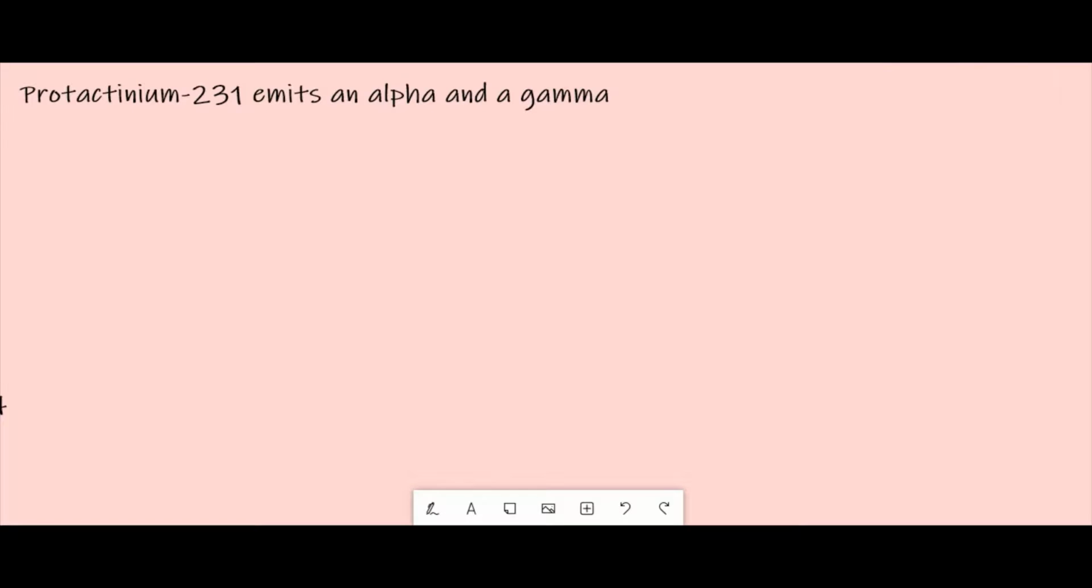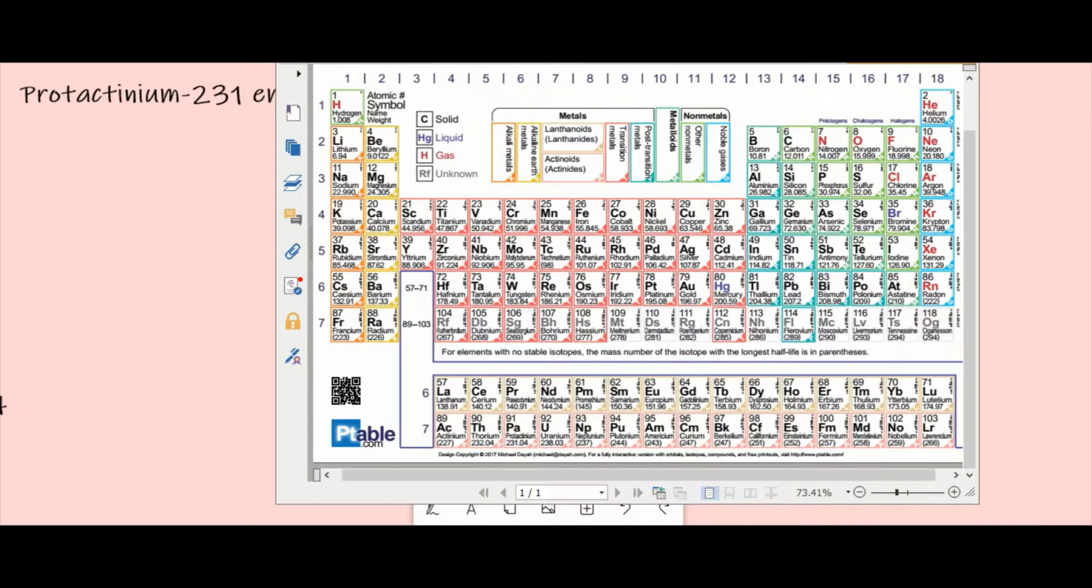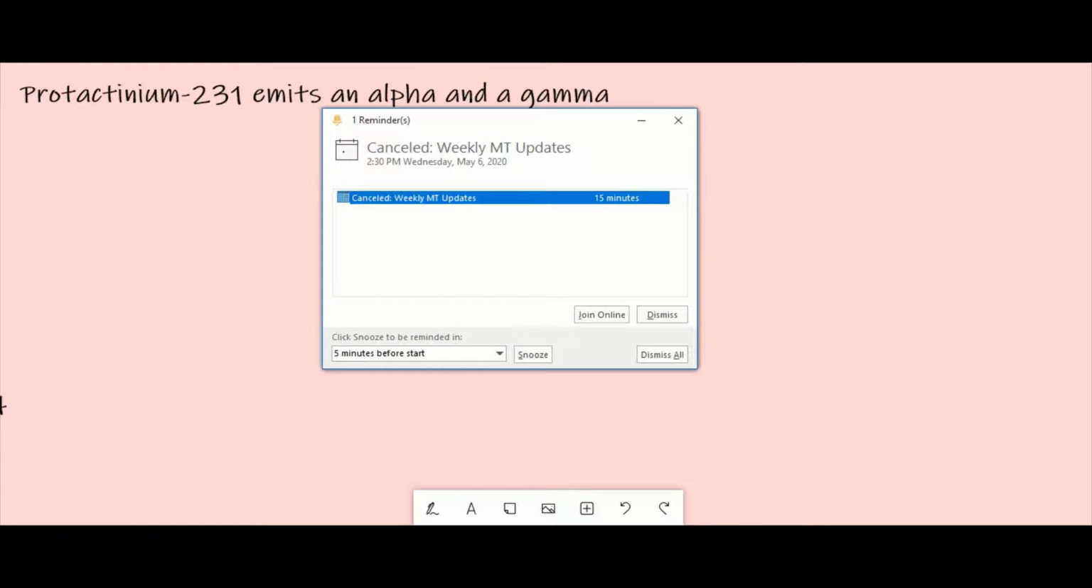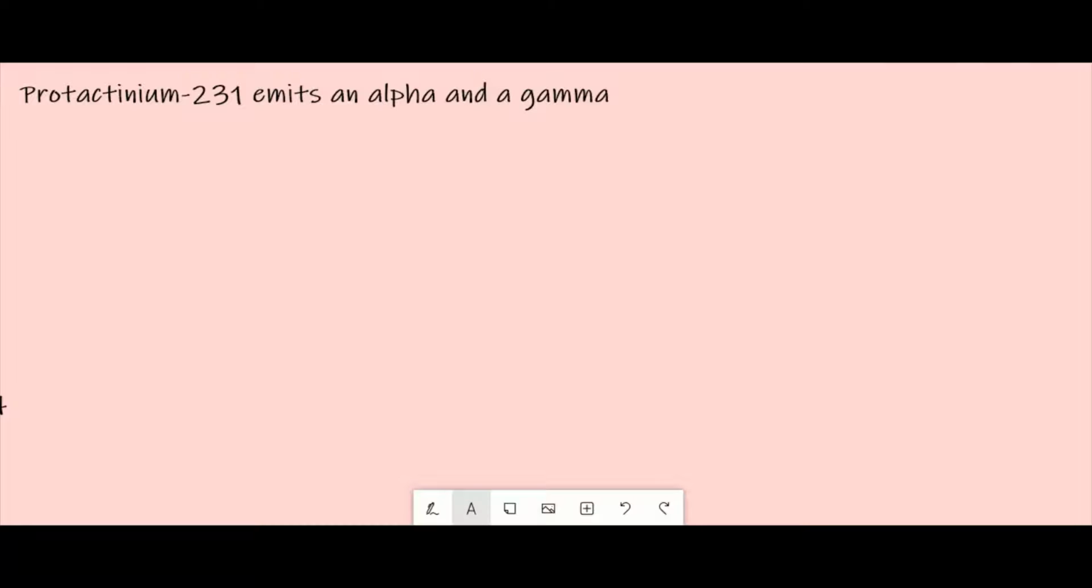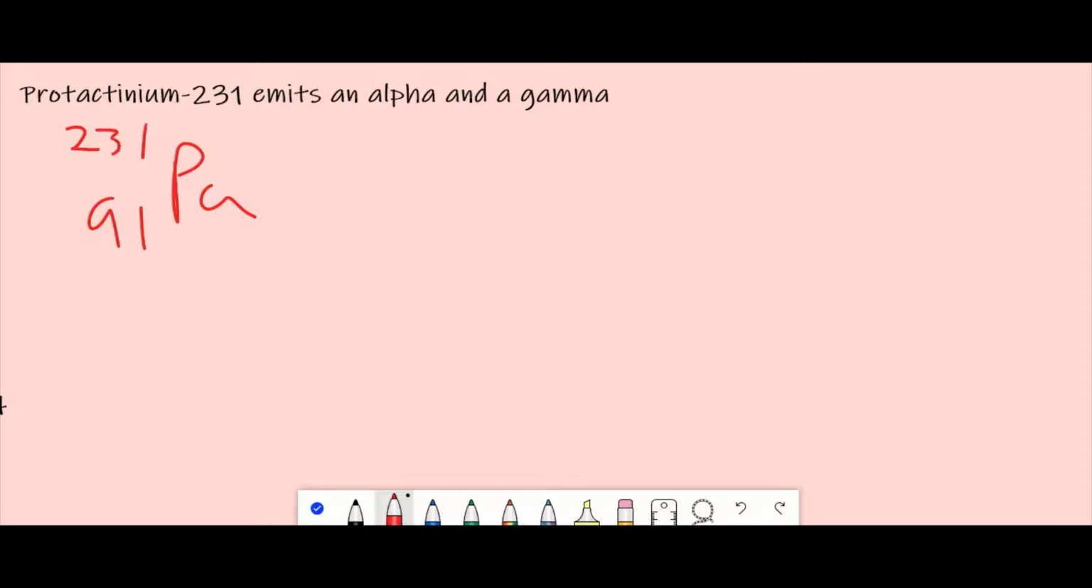First things first, let's look at the periodic table. Where is protactinium? It's right here. It's got an atomic number of 91, and we use the mass of 231 that's given right there. So atomic number of 91, and the symbol is Pa. It's got an atomic number of 91, Pa, a mass of 231. Remember, it emits an alpha. So first we've got to get rid of an alpha, and then we're going to do a gamma. So first thing that's going to happen is an alpha.